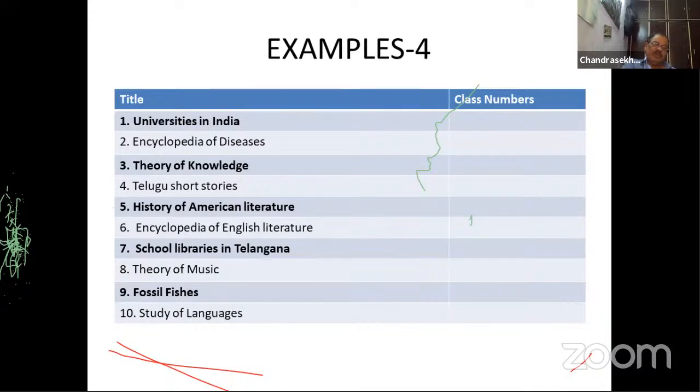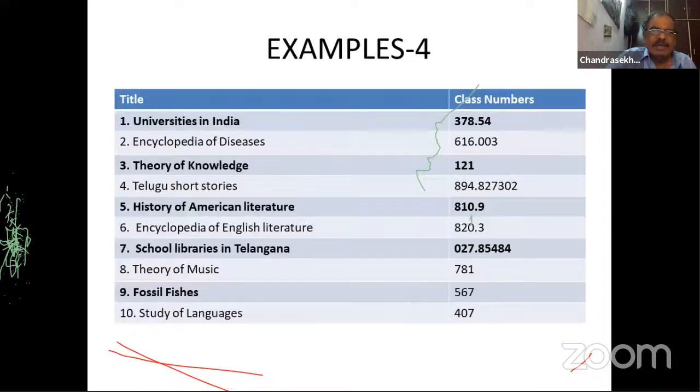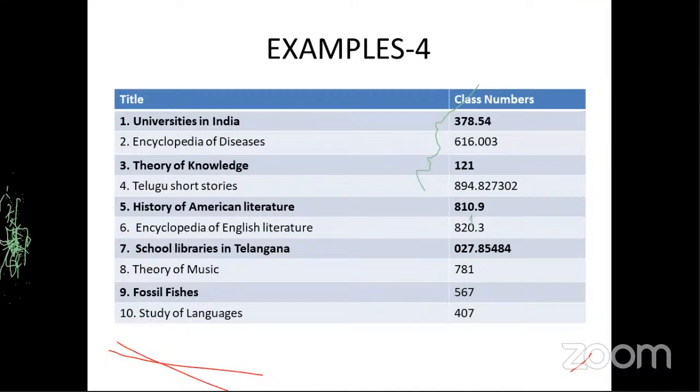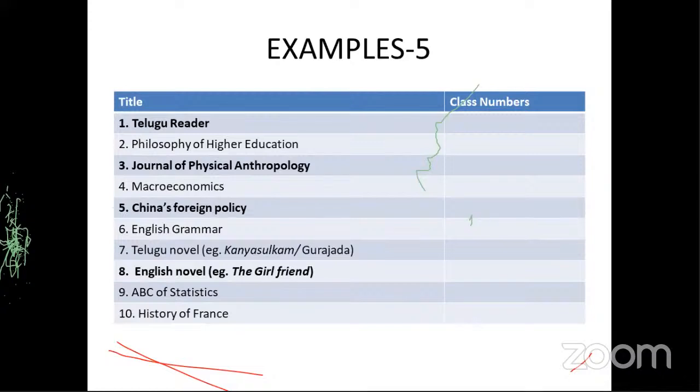407.2. That is the way you have to build the number. Your focus should be on the main subject, and other subjects or areas you may have to take from the standard subdivisions. If it is geographical, a country or continent, then you have to take from the geographical divisions from Table 2. Okay? Let us see another exercise. 407 is already given, so these are the answers to that.